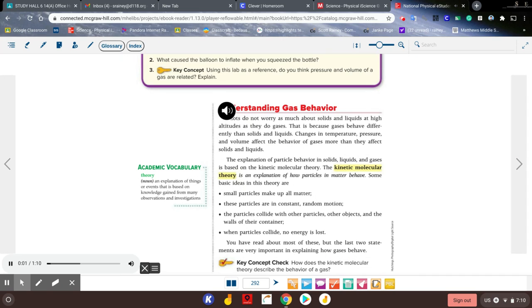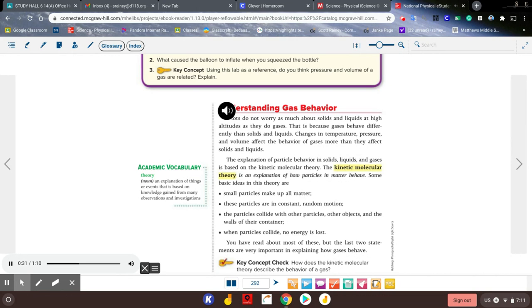Understanding gas behavior. Pilots do not worry as much about solids and liquids at high altitudes as they do gases. That is because gases behave differently than solids and liquids. Changes in temperature, pressure, and volume affect the behavior of gases more than they affect solids and liquids. The explanation of particle behavior in solids, liquids, and gases is based on the kinetic molecular theory.